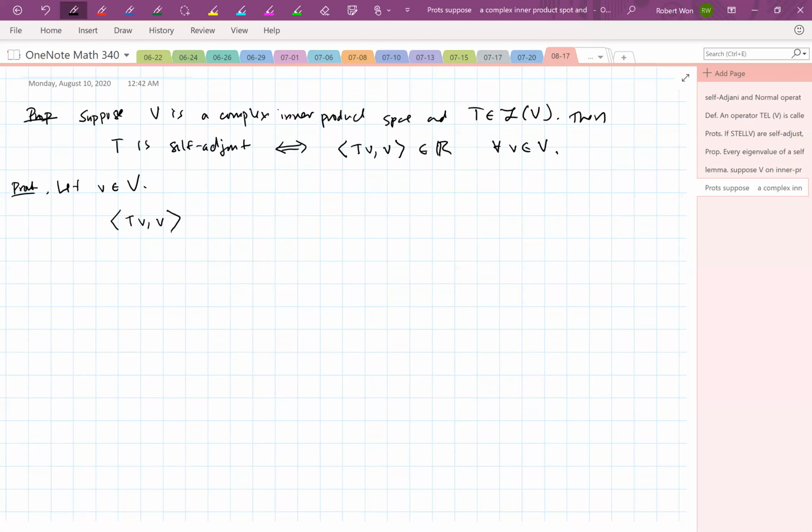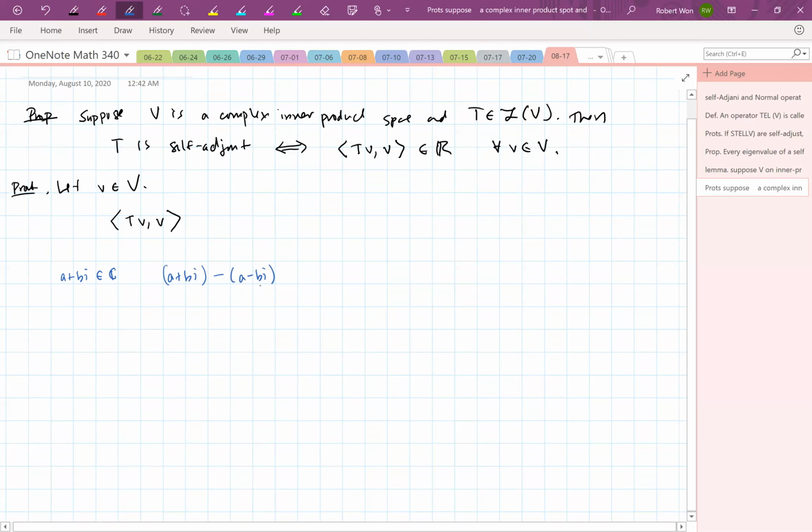So this is just an aside. If you have a plus bi in C, and you want to know if this number is real or not, what you could do is take a plus bi and subtract off its conjugate. What you're left with is 2bi. So if the number is real, you'll get zero here, and if it's not real, you'll get twice the imaginary part. So a thing to try here is to subtract off the conjugate of the inner product of TV and V.